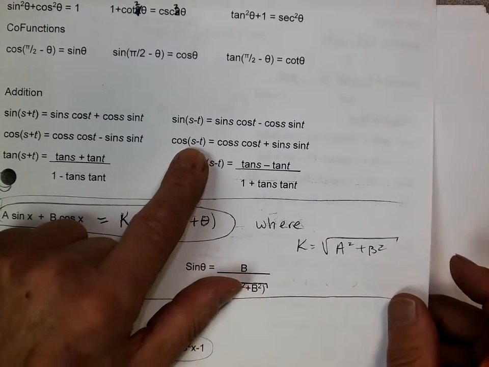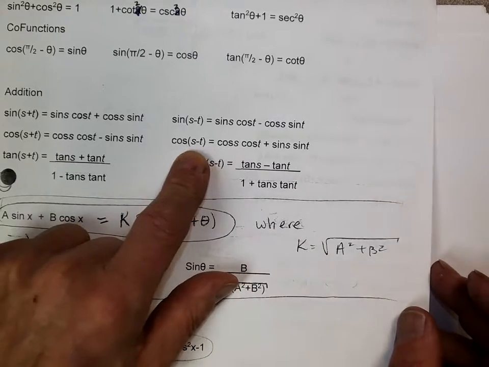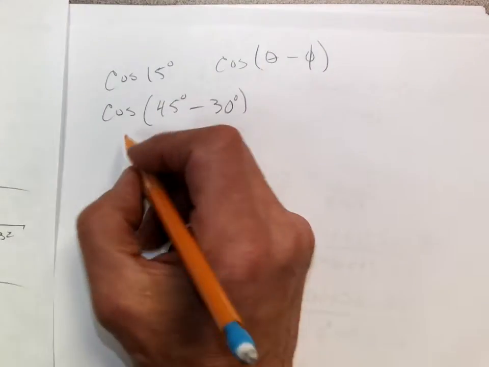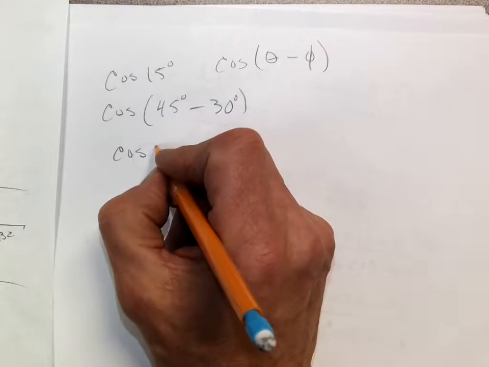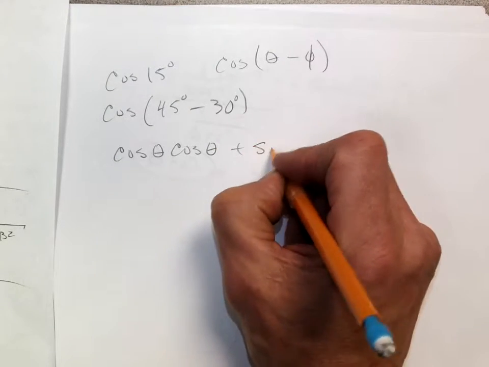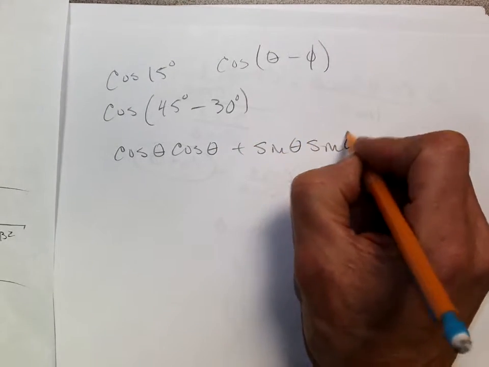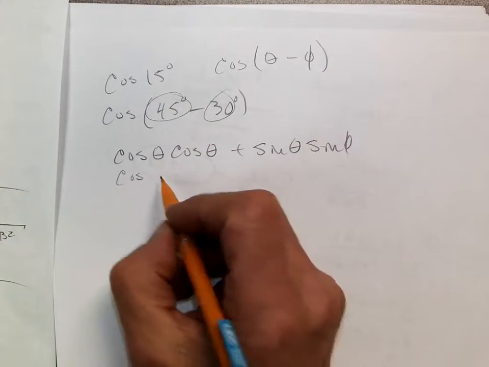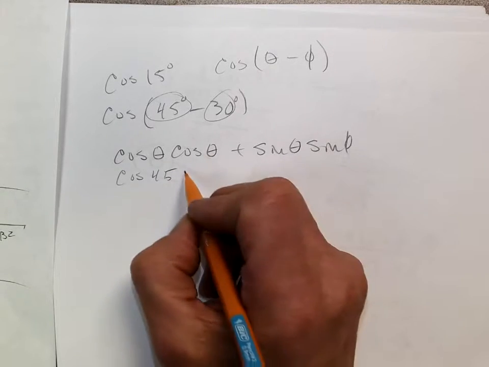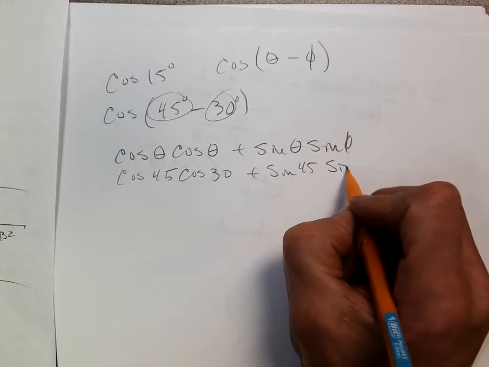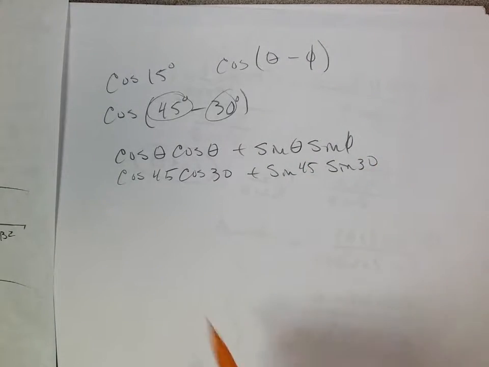And of course, this one's got s and t's like the book puts it, but it's going to be the cosine s and then cosine t plus sine s and sine t. So we're going to write this as a cosine. So it's cosine theta cosine phi plus sine theta sine phi, which is going to be, here's my theta and there's my phi. I'll go cosine 45 cosine 30 plus sine 45 sine 30. So I'm just using my identity. Now I'm going to use the unit circle.